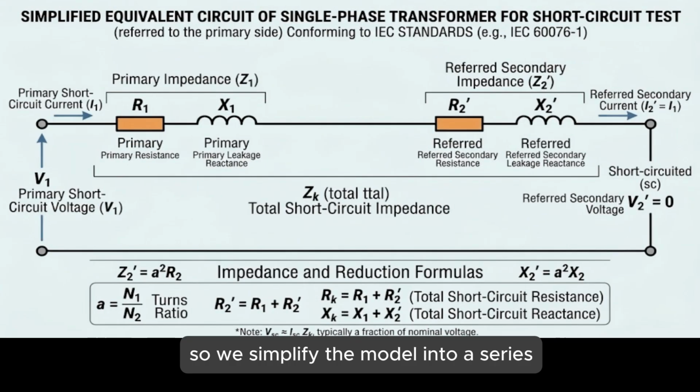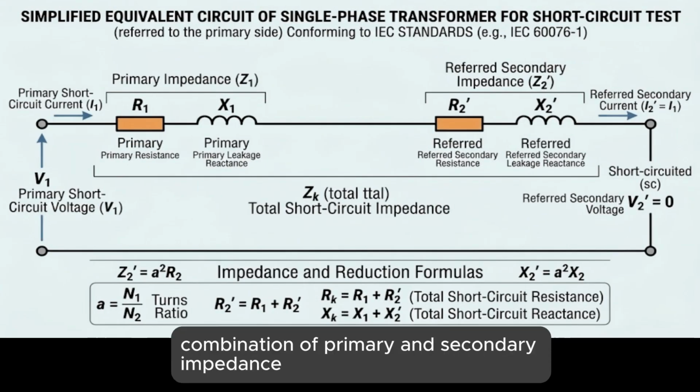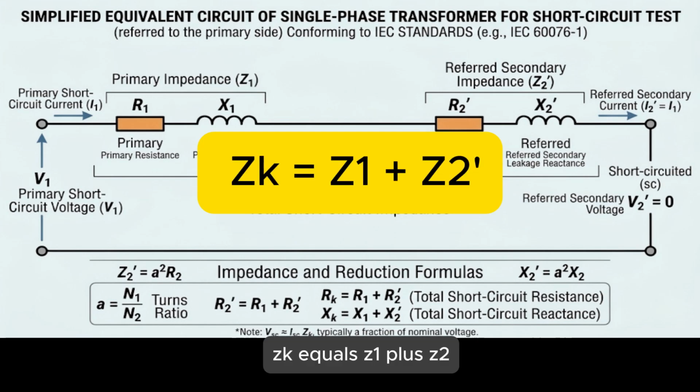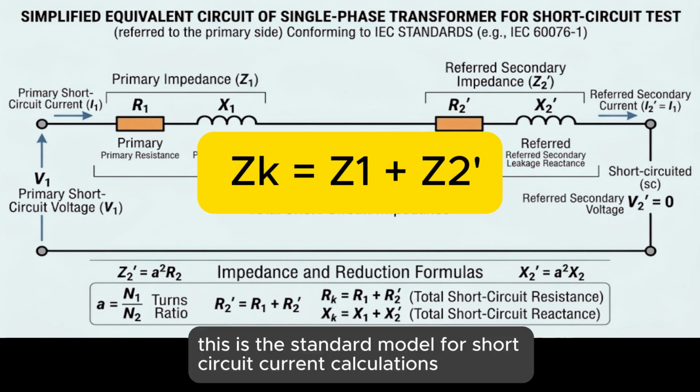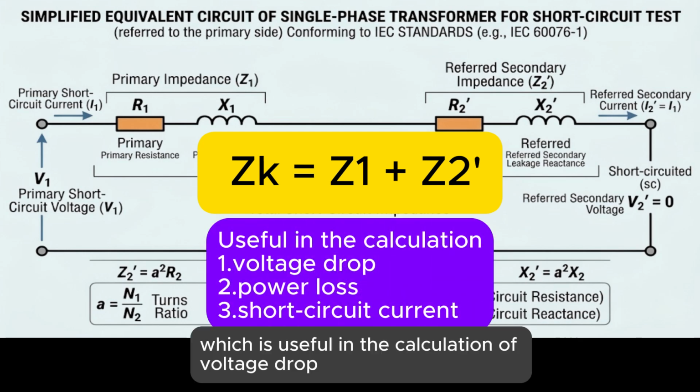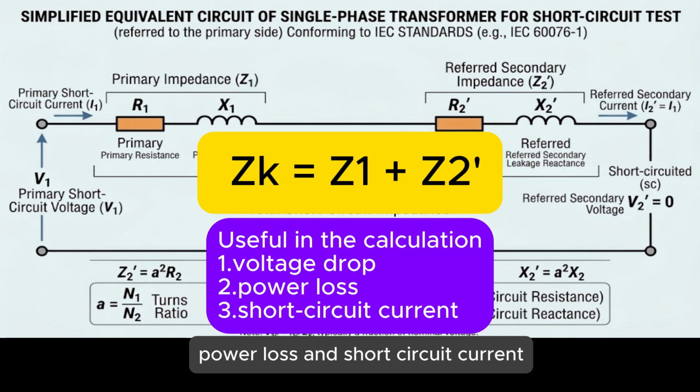So we simplify the model into a series combination of primary and secondary impedance. Zk equals Z1 plus Z2. This is the standard model for short-circuit current calculations, which is useful in the calculation of voltage drop, power loss, and short-circuit current.